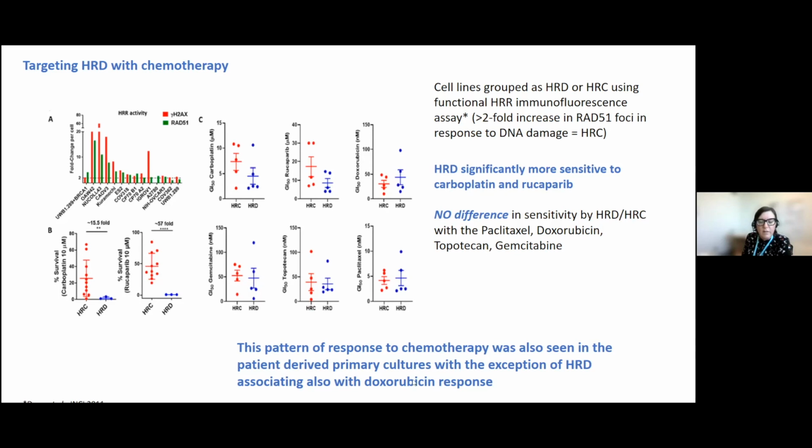In the patient primary cultures, we also saw a similar pattern of rucaparib and carboplatin sensitivity aligning, but we also saw with the HRD patient data that there was an association with doxorubicin response. And sometimes I know that I do select doxorubicin over Taxol for patients who are known to be HRD or BRCA, because that would fit with previous published data.